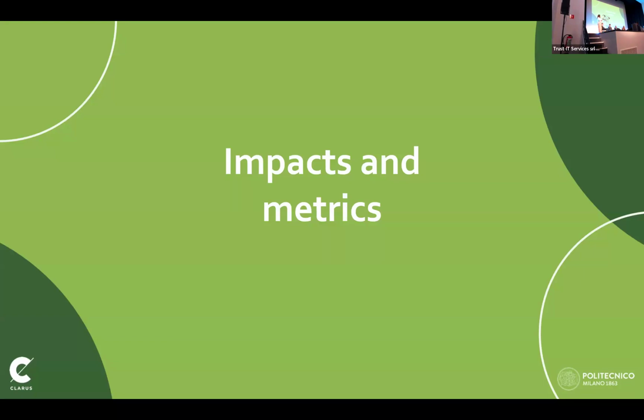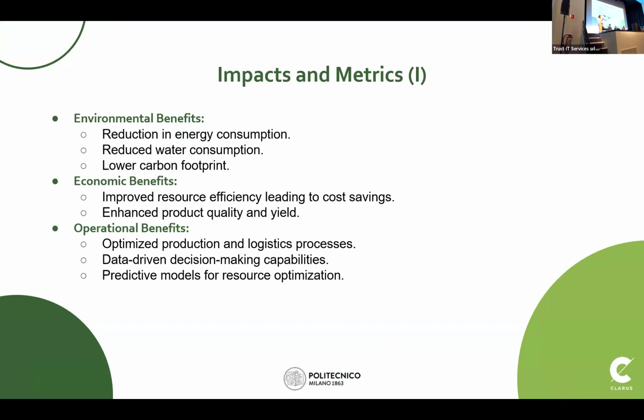Okay, so moving on to the impacts and metrics of the CLARUS project, we can have the impacts measured on several aspects. So from an environmental point of view, the benefits are the reduction in energy consumption and water consumption, as well as reduced overall carbon footprint. From an economic perspective, these optimized resource consumption will lead to cost benefits and also enhance the overall product quality and yield, for example, in the case of Honka Yonki, and operational benefits.